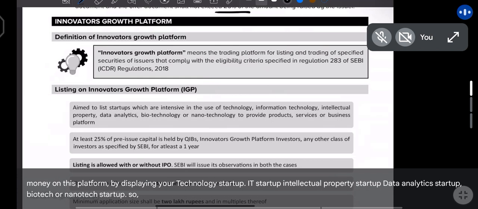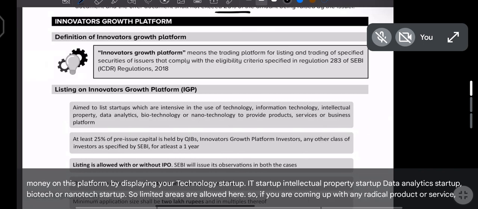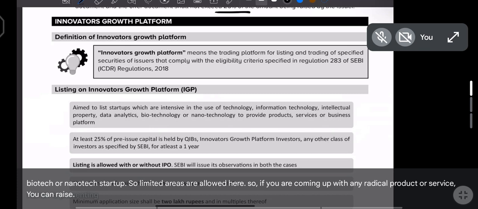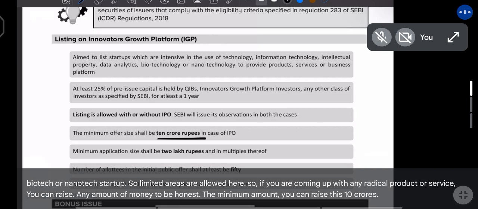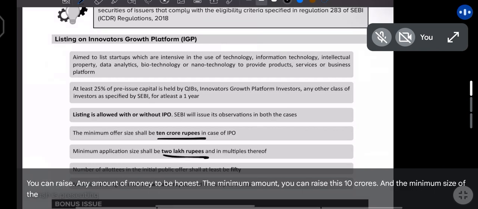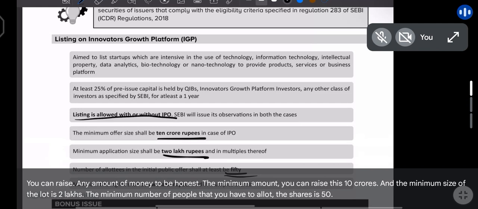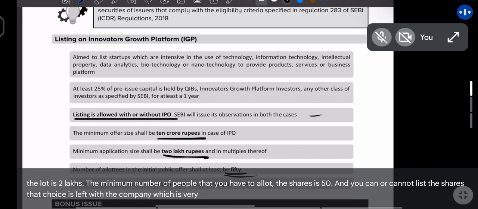So limited areas are allowed here. So if you are coming up with any radical product or service, you can raise any amount of money. To be honest, the minimum amount you can raise is 10 crores and the minimum size of the lot is 2 lakhs. The minimum number of people that you have to allot the shares to is 50, and you can or cannot list the shares. The choice is left with the company, which is very convenient.